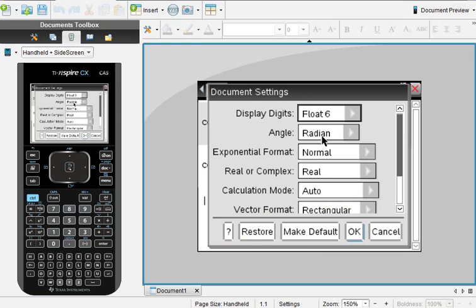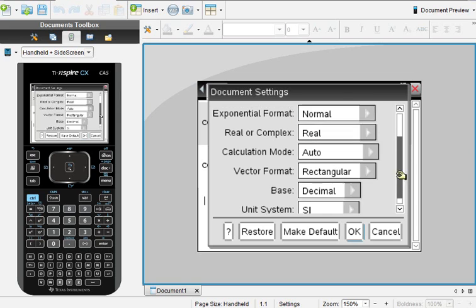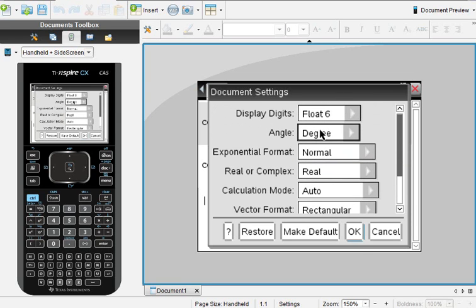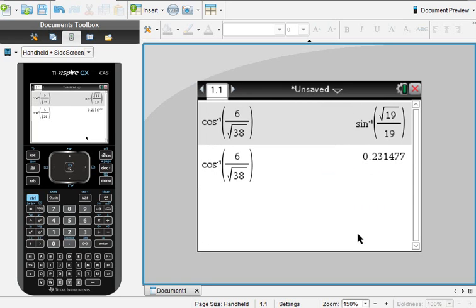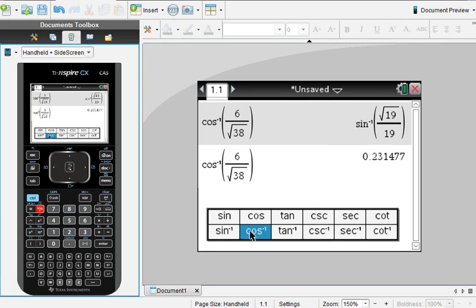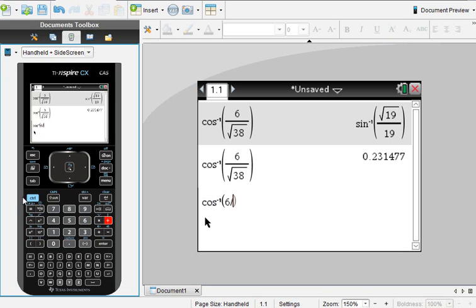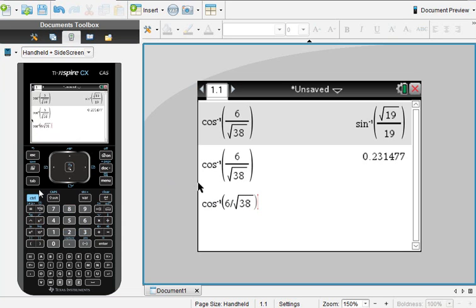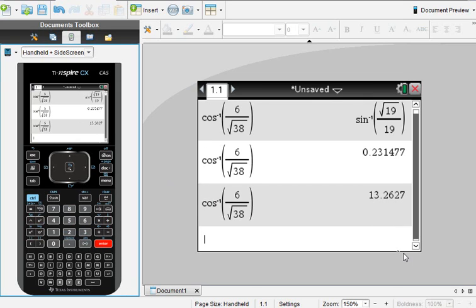Enter on that. You see here, it's in radians. So what you need to do is to change it to degrees if you want degrees. And you can find other information in here if you want. Okay? Degrees, and then we press OK. Okay, and so you can do the same question again, and you will see your answer in degrees. So let's just check again. 6 divided by square root 38. Control enter. And that's in degrees. Any questions?